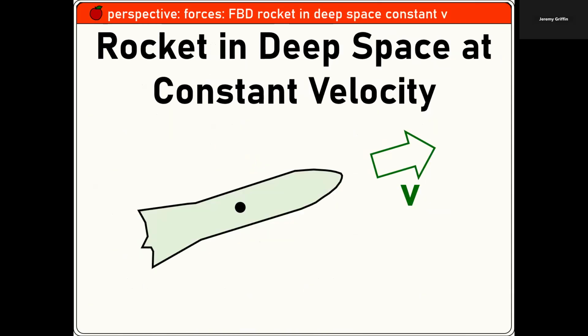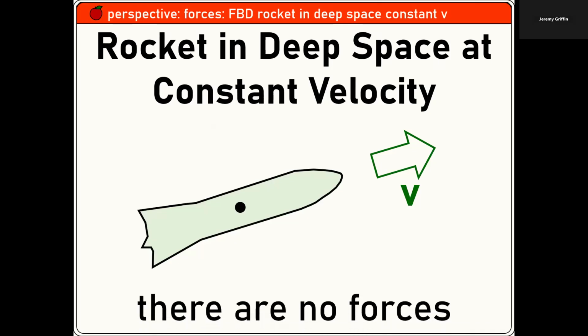All right, here we go. We're going to draw a bunch of free body diagrams. Go ahead, do your notes. Draw a rocket at constant velocity in deep space. Deep space, constant velocity, maybe 10,000 meters per second, just screaming through space. All right, what force did you guys draw on that rocket? Nothing. That's right, because there are no forces.